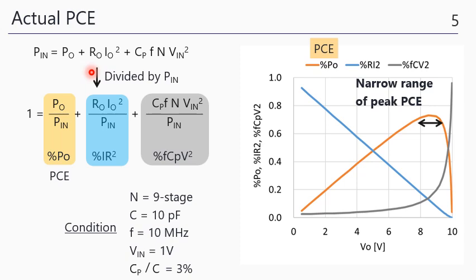You can divide this equation by P. Then we get this equation. The first term is the power conversion efficiency, and let's call the second and third terms IR square and FCV square. So the total three terms always sum up to 1. So using this condition, you can estimate each component like this. So this orange curve shows the PCE.